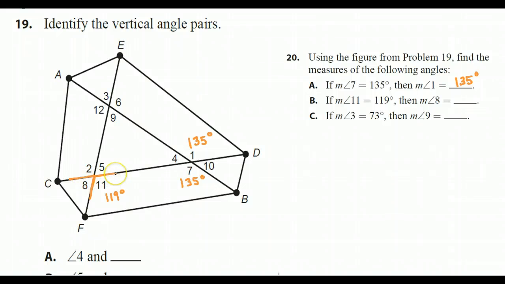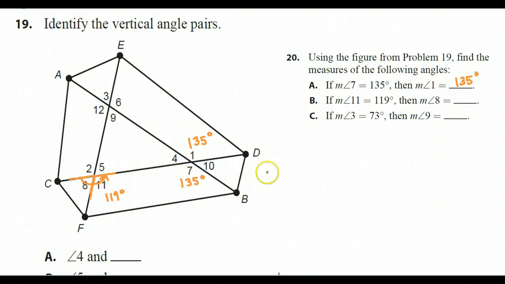So they are called supplementary, or another way to say it is that they are a linear pair. And what you want to remember, no matter which vocabulary word you use, linear pair and supplementary, both of those mean that the angles, if you put them together, add up to 180 degrees. Okay, and it makes sense because a line is 180 degrees, right? Hopefully you know that. And so if you rotate through angle 8 and angle 11, you should have gone 180 degrees.